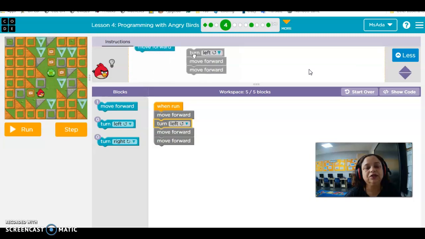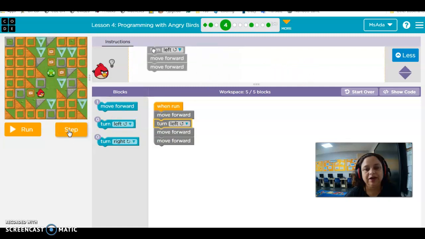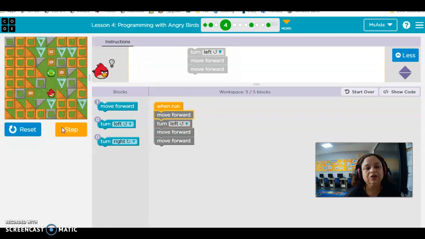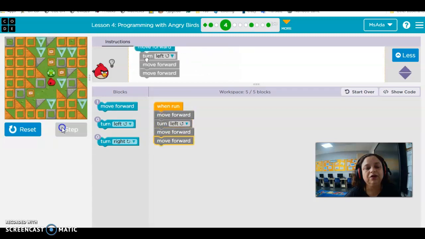So it shows us what to do. Oh, that's very clever. It's very important to use the instructions because they really help you. So let's go forward. Let's turn left. Let's go forward 1, forward 2, and there you go.